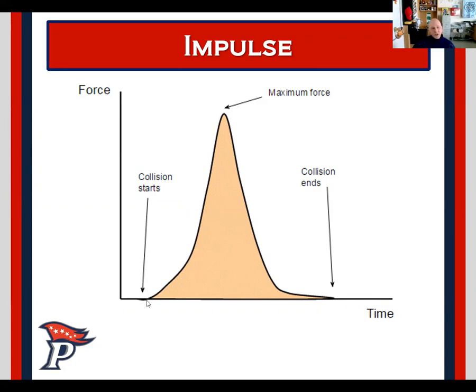But here you see, this is when the collision starts, this is when it ends. So imagine a car crash, the car just starts to hit the guardrail or the telephone pole. That's when the collision starts. But then as it's going, now the force, as it comes to a stop, that's when it ends. The maximum force occurs halfway through the collision, as you can see from here.